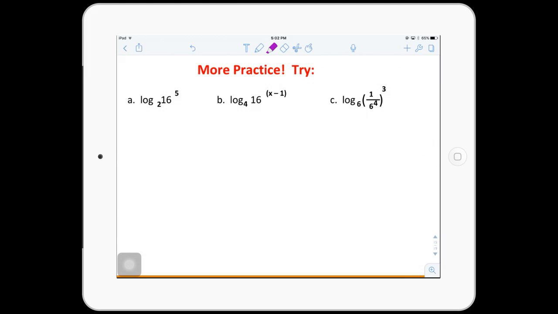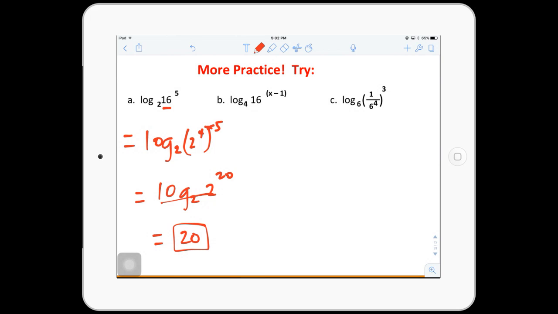We already see a power rule that needs to be applied. There's a 5 over here, and we're going to start by solving the problem without moving the 5 first. So we're going to rewrite the 16 as 2 to the 4th. And then don't forget we have a 5 outside. And we have log base 2 of, let's multiply 4 times 5, which is 20. And therefore these two will cancel out, and the answer is 20.